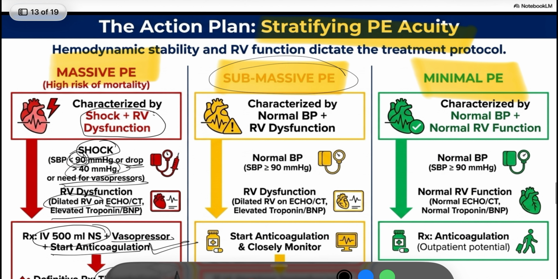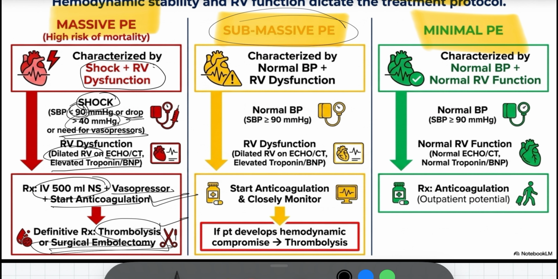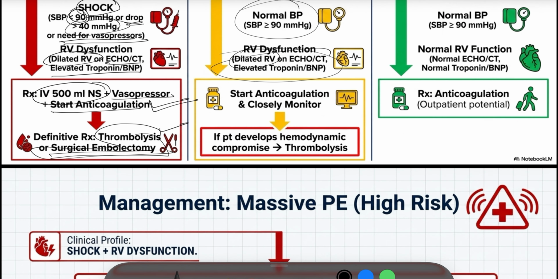Then coming to submassive pulmonary embolism, it is characterized by normal blood pressure. So there is no shock, but there will be right ventricular dysfunction. Normal BP, but as I said, right ventricular dysfunction means there will be a dilated right ventricle on echo or CT, and elevated troponin or BNP, since there is tissue death of the myocardium. It will be released. So we go directly to the anticoagulants, which is a must, and you have to monitor closely. If the patient develops hemodynamic compromise, then you have to go for definitive treatment, that is thrombolysis.